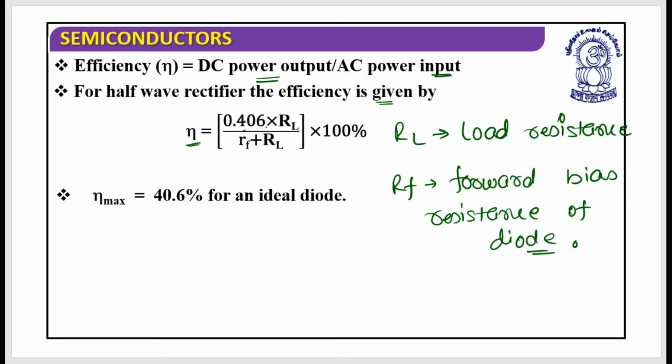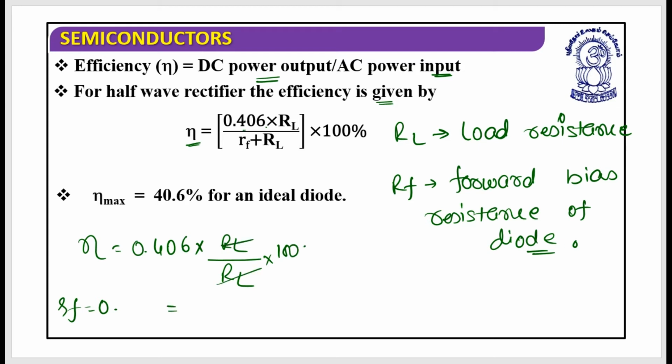So RL is the load resistance, RF is the forward bias resistance of a diode. And for an ideal diode, RF equals 0, so this is equal to 0.406 multiplied by RL divided by RL, multiplied by 100. So this is simply 40.6 percent. This is the efficiency for a half wave rectifier.